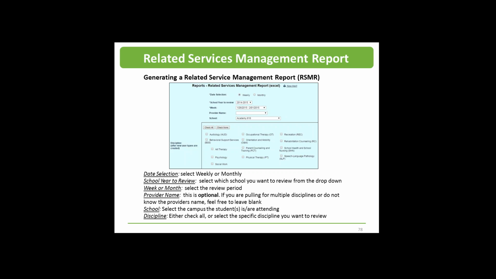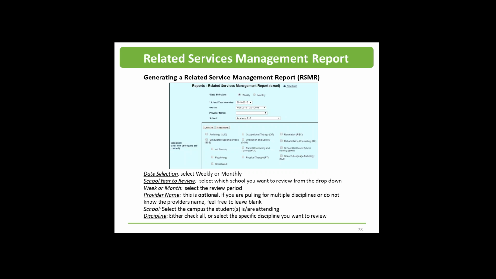So when you click on the RSMR in Excel, again, I want to emphasize that you're clicking on the Excel one. This is the screen or the window that you'll see. So for date selection, you select weekly or monthly. And then the school year to review, make sure it's the current school year that you want to pull it for. When I went in to do this, it was defaulted to 2013-2014. And then for week or month, depending on what you select at the top, you'll be able to see weeks or months with the year next to it that you want to run the report for.